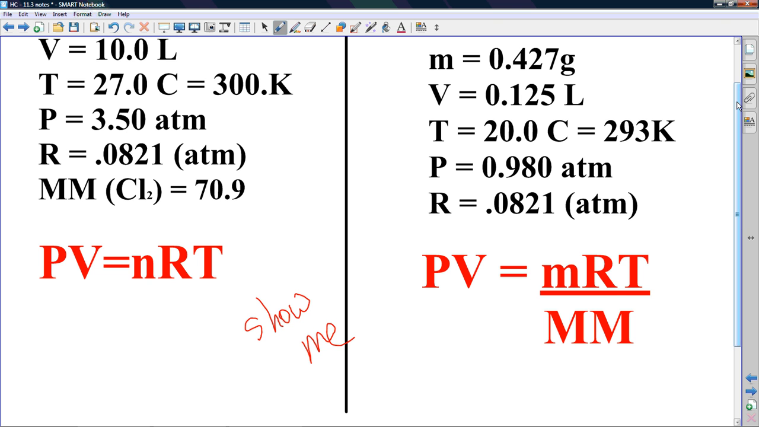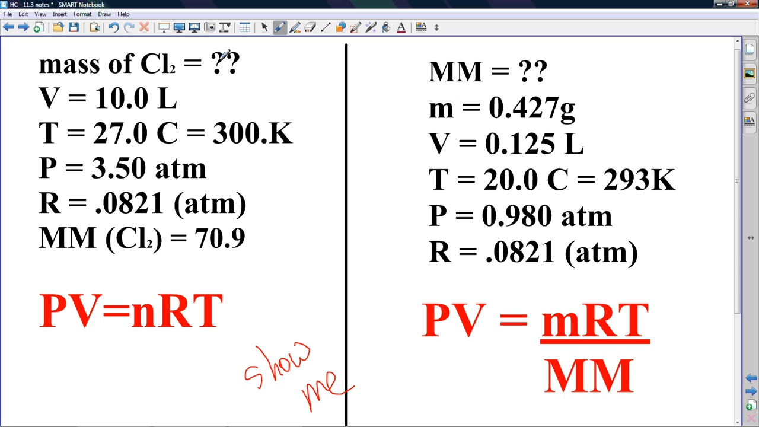What we have here is we're trying to solve for the mass of chlorine gas that we have. It has a certain volume, temperature, and pressure in atmospheres. Therefore, we use 0.0821. Keep it nice and simple here. The molar mass of chlorine, just use 70.9. So what we want to do is find what mass of chlorine gas would exist in that container. And you're starting out with PV equals nRT. Now we obviously got to adjust that.